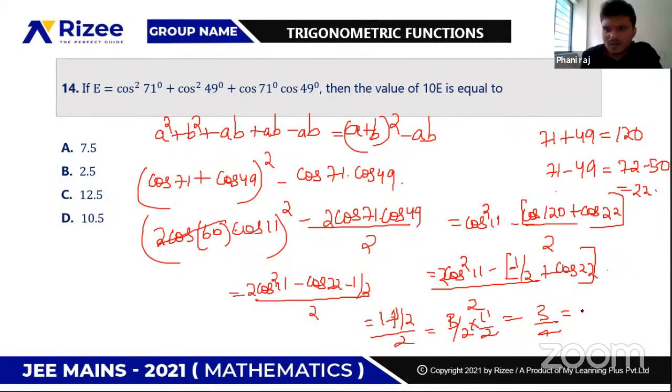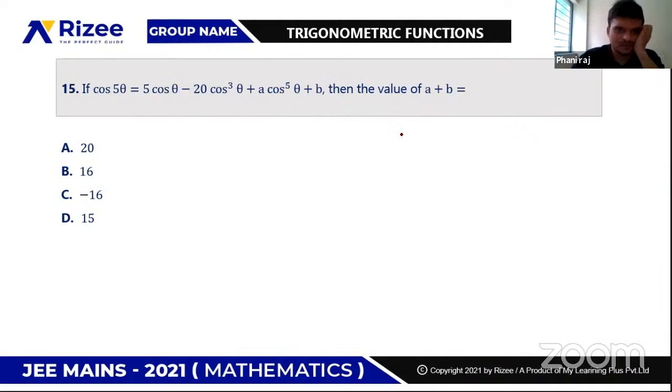Is 0.75. But the option is 10E. Oh, 10E. Okay, 10E means you should multiply this by 10. So this will be 7.5. Yeah, I got confused because I got the wrong answer. Okay. So A is 7. A is the answer for the 14th one.